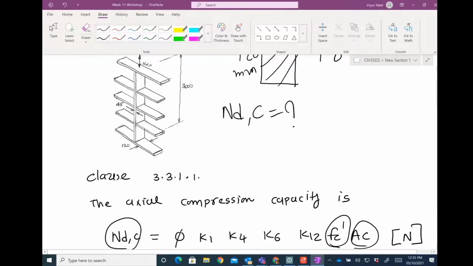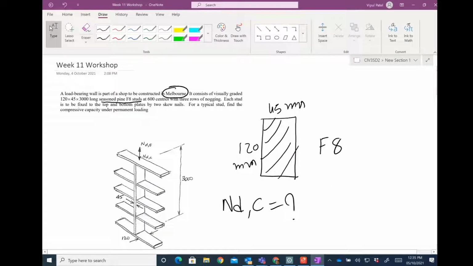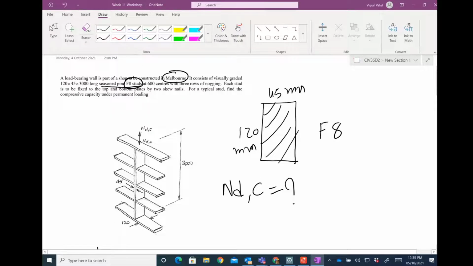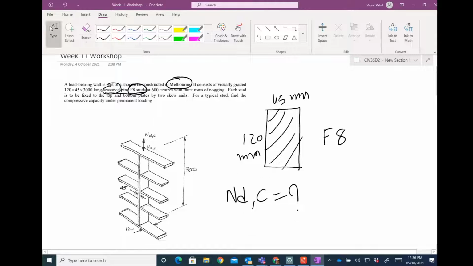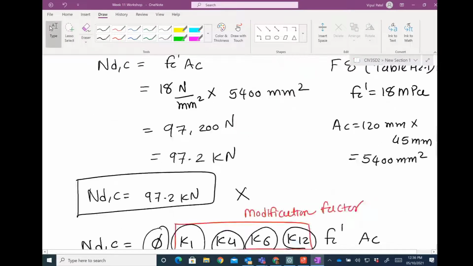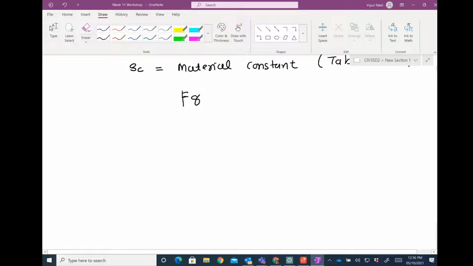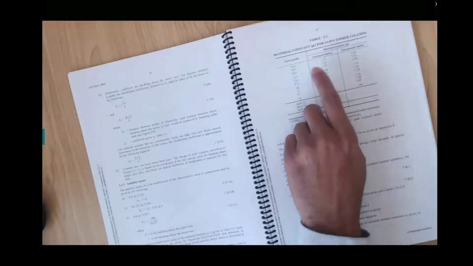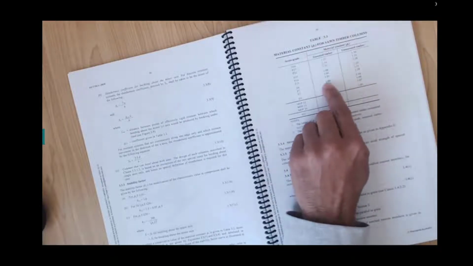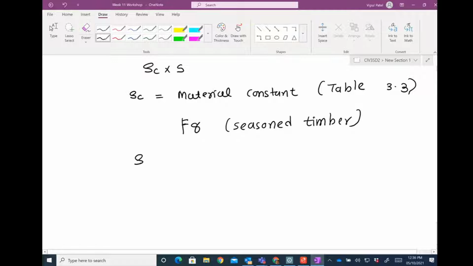I can show it to you. That is given in our tables as an F8 grade, and then we have seasoned timber. I think they have given the seasoned timber here. So for that case, we have seasoned timber F8, right? In that case, we will have these tables, seasoned timber, and you have F8. So in that case, rho C equals 1. So let's say rho C equals 1.